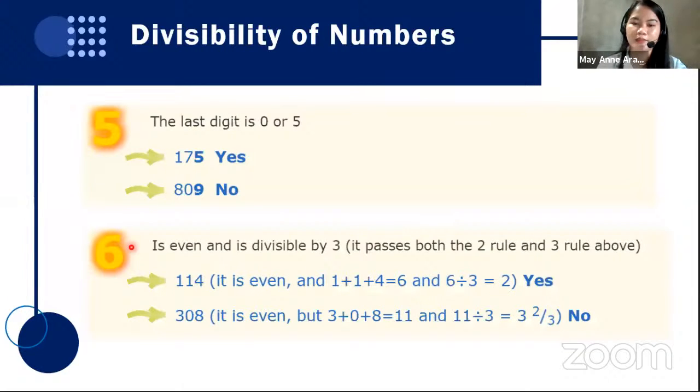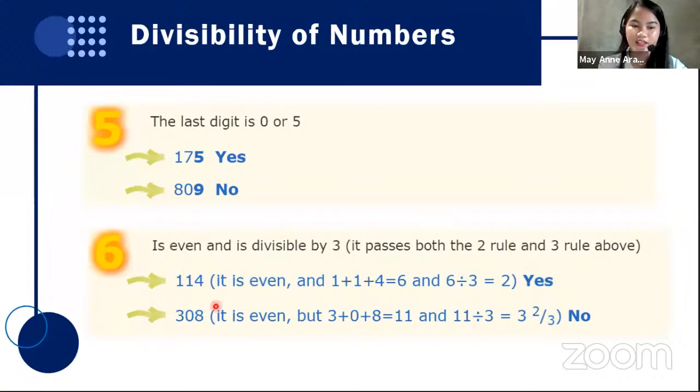And for 6, it should pass both the rule for divisibility of 2 and 3. So for 114, we know that this number is divisible by 2 since 4 is an even number. And after that, we also need to determine if it satisfies the rule for divisibility of 3. So we need to add each digit. So you have 1 plus 1 is 2 plus 4, 6. And 6 is divisible by 3. Therefore, 114 is divisible by 6.